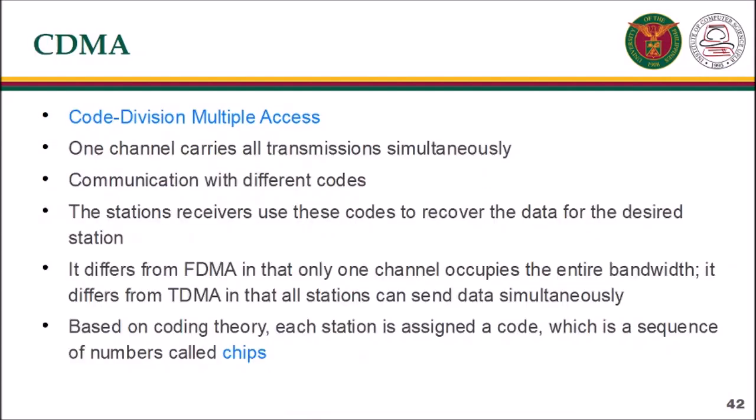In code division multiple access, or CDMA, one channel carries all transmissions simultaneously. Communication is with different codes. The station receivers use these codes to recover the data for the desired station. It differs from FDMA in that only one channel occupies the entire bandwidth. It differs from TDMA in that all stations can send data simultaneously. Based on coding theory, each station is assigned a code, which is a sequence of numbers called chips.